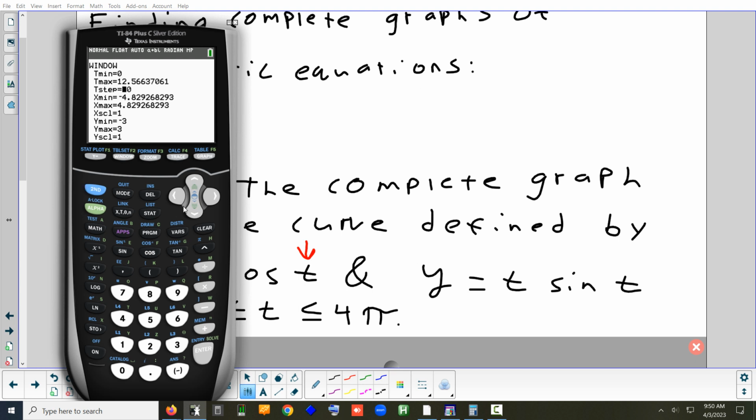Now, in this case, it can be a little hard to get a t max that's going to land exactly at 12.566, or t step. I would say if you step by 0.01, you're going to get pretty close. You're going to get to 12.56. The next one would be 12.57. So you're going to lose 0.006 of your graph. But if you can get to 12.56, that's close enough.